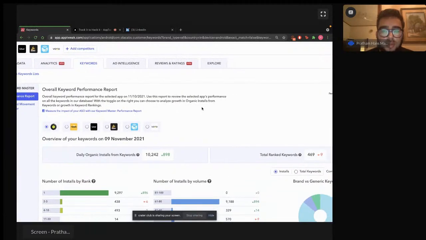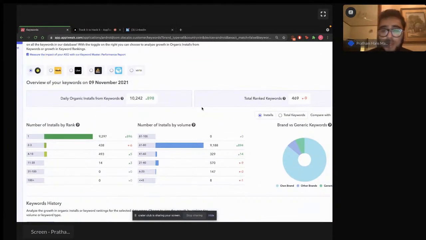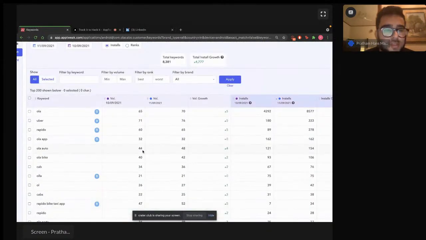Now, for an app like Ola, the majority of the installs are coming from their own brand. But my aim here is to understand where these 7%, the generic installs, are coming from. So I come down to the chart and have a breakdown of all the installs and the keywords through which they're getting installed, and I'm going to filter it. I have no interest in the branded keywords, but I'm interested in building my dictionary on the generic keywords.